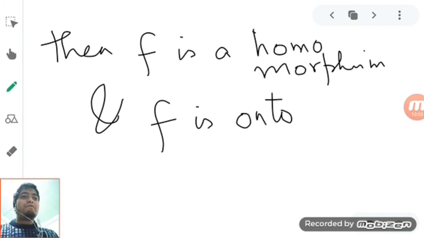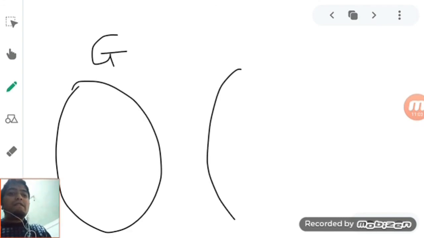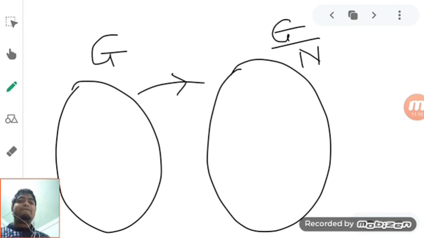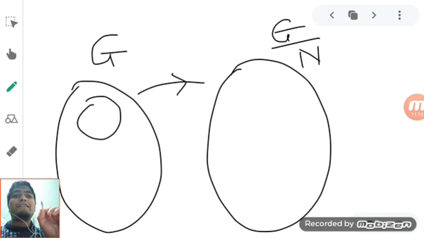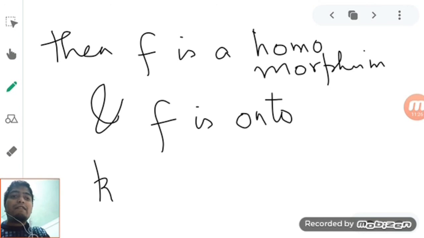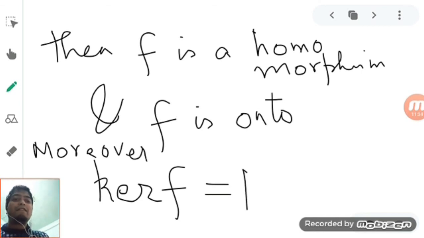Okay, so what are we doing? Let's see. We have this G here and we have this G by n here. So what will we do? Collect all the subgroups of G that contain the kernel. Okay, so you have to know what the kernel of f is. I will just write it down. We also have, moreover, the kernel, because we need to have an idea of what the kernel is. Kernel f is equal to n.